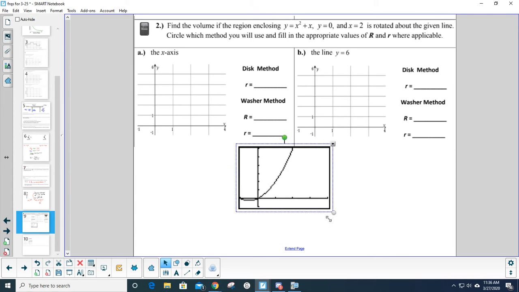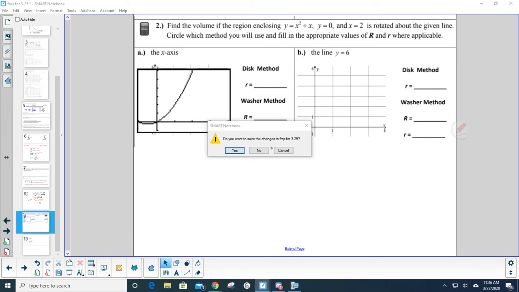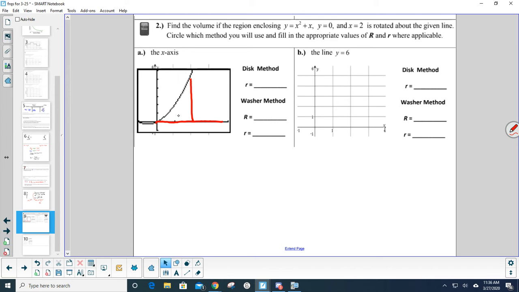So this is what we're looking at. I'm just going to put it right there. Now I'm going to draw on it. So we are going to have y equals 0, x equals 2. So we're looking at this area in here. You good with that? Yeah.